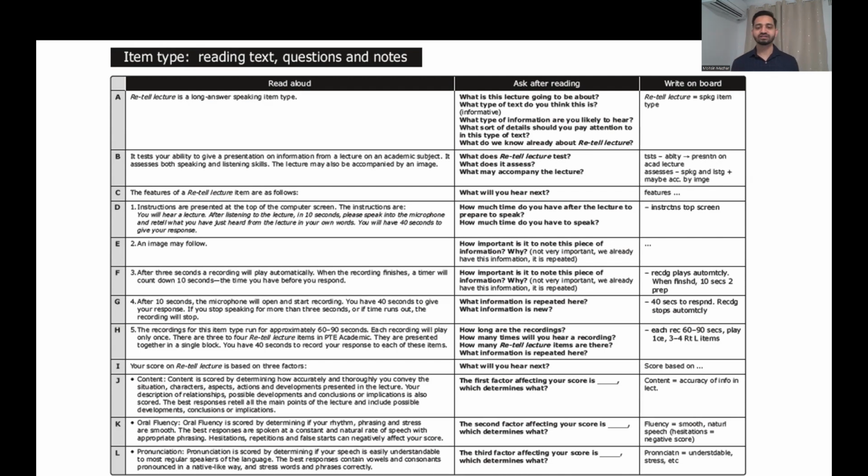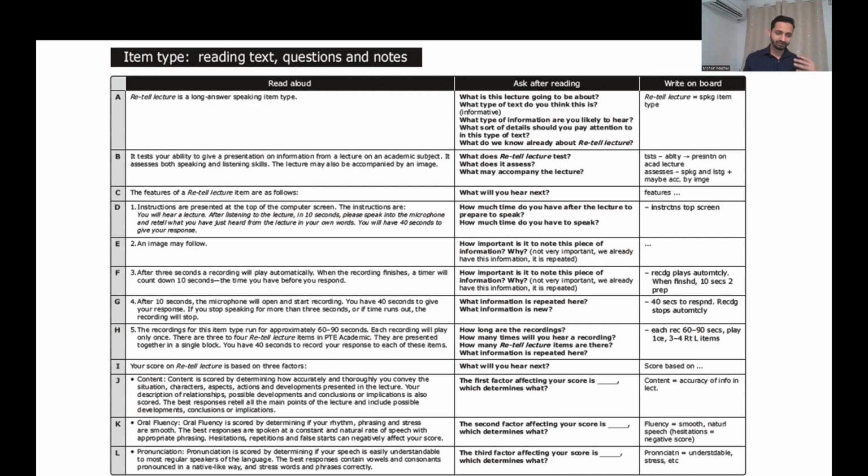The second factor affecting your score is oral fluency, which determines what? Oral fluency: smooth, natural speech, no hesitations. Hesitation is equal to negative score. If you have hesitations in your speech, then you can score negative marks.